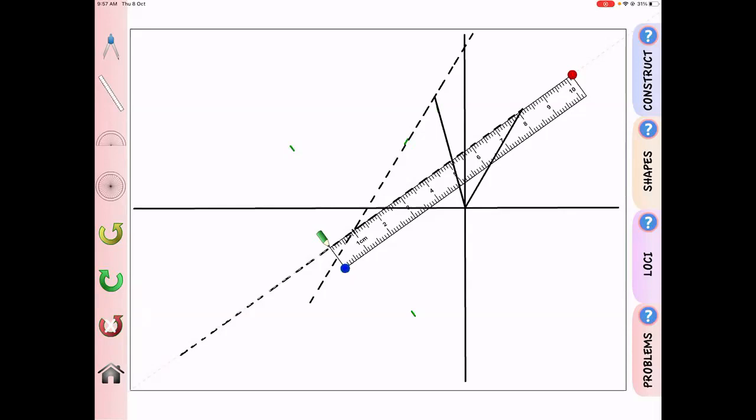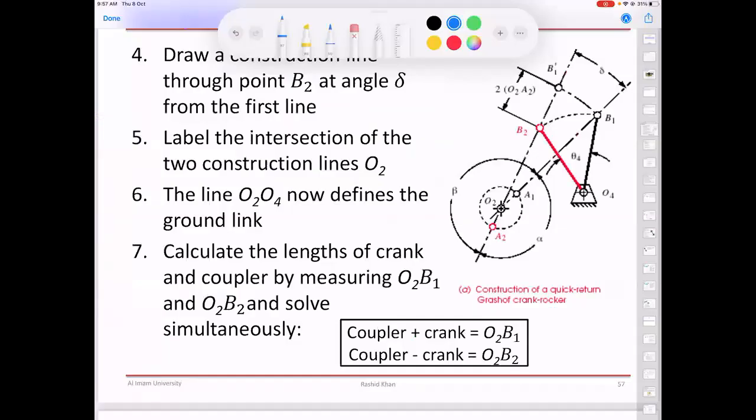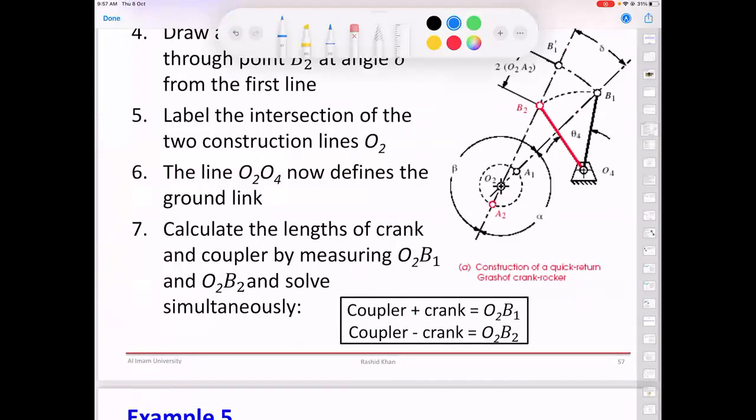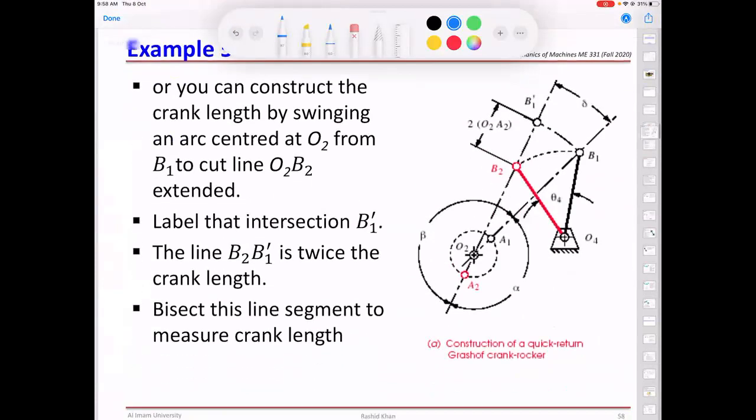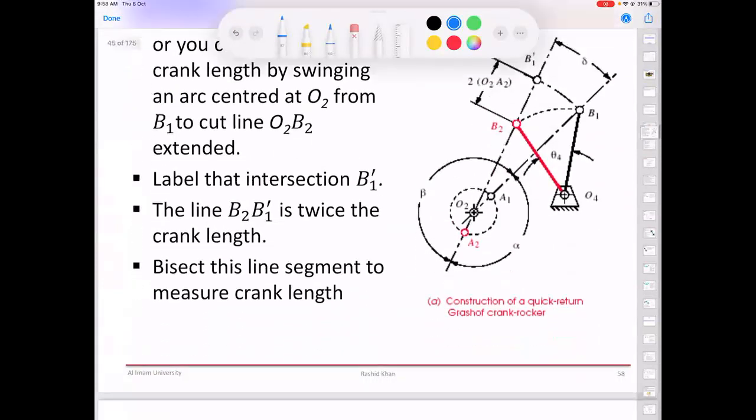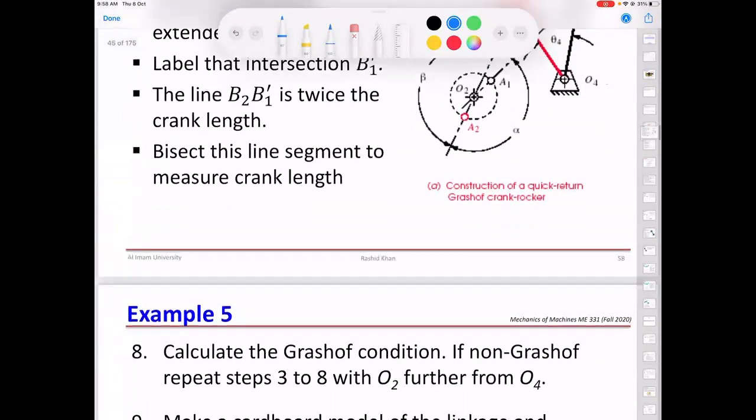Rocker, we assumed it was 40 millimeter, right? So what about the Grashof condition? Let's go back to here. We already calculated, okay? So you can see here O2 B1 is coupler plus crank. I measured this one. So if you subtract the crank from the total distance, you will get the coupler length, okay? And there are some other techniques to draw this one. I'm not going into detail. You can check the other methods.